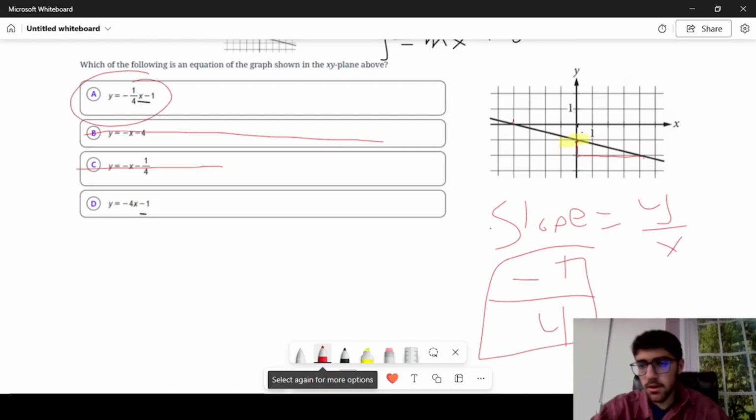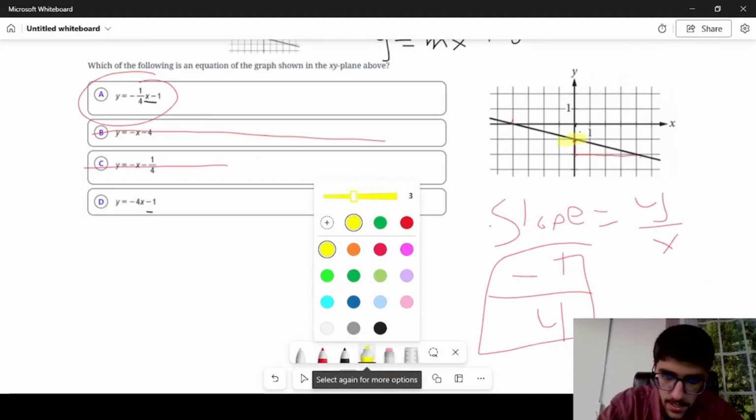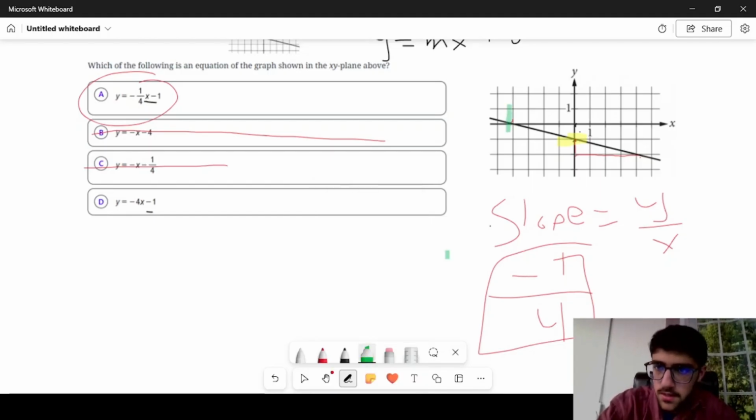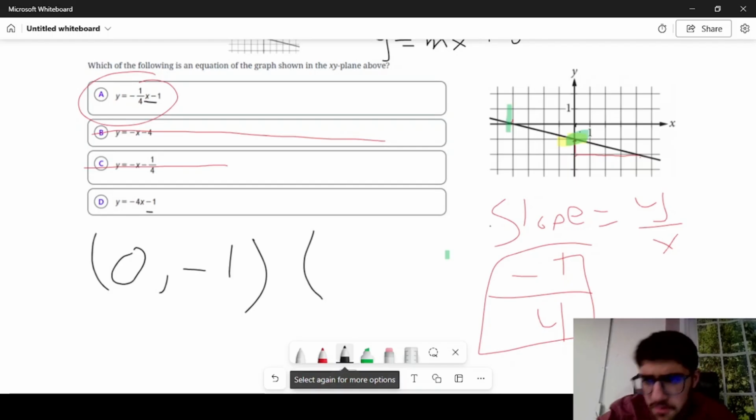But let's say you wanted to make sure with the formula. You could choose 2 points. I'm going to use the y-intercept and the x-intercept, because those have zeros and that makes it easier. So we have the point 0, -1, and the point -4, 0.